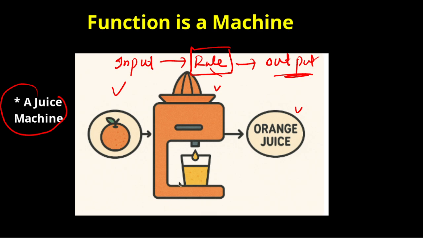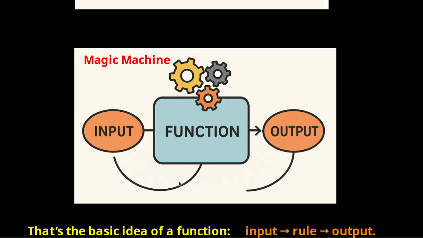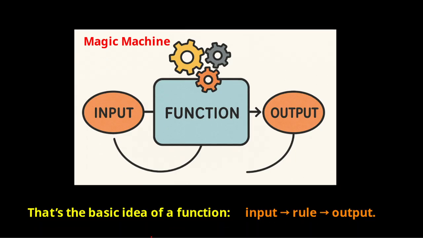So next we have a general picture to understand the function. For example, we have a magic machine. You put something into your magic machine, and that is your input. Then your machine does some fixed work on your input, and then it gives you some output. This is the key to understand what is the meaning of some fixed rule. So your machine always does work on your input according to some fixed rule.